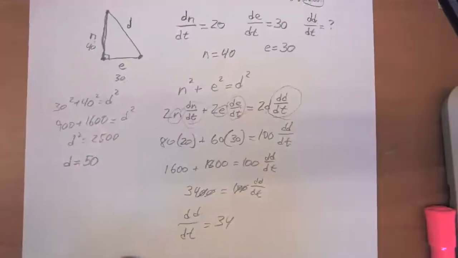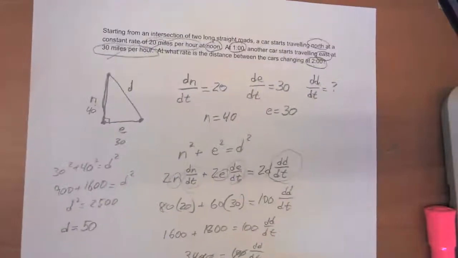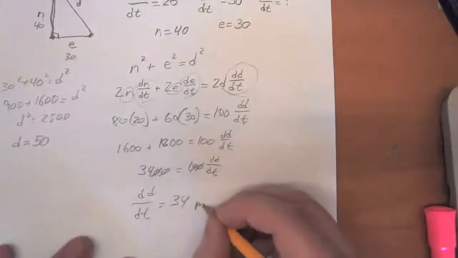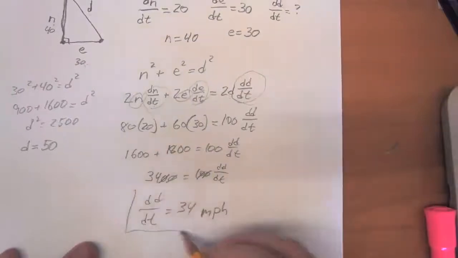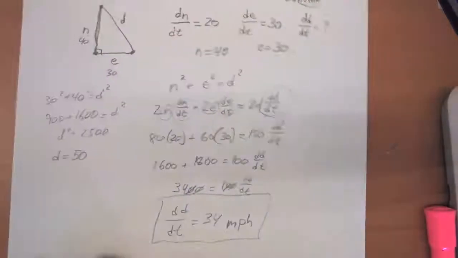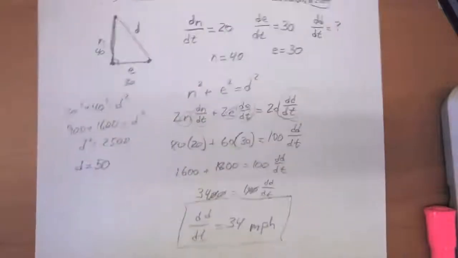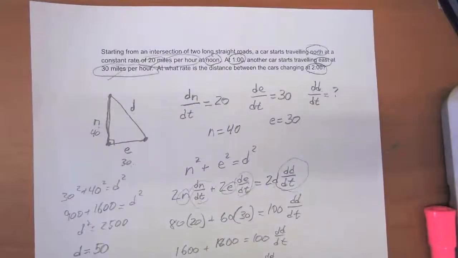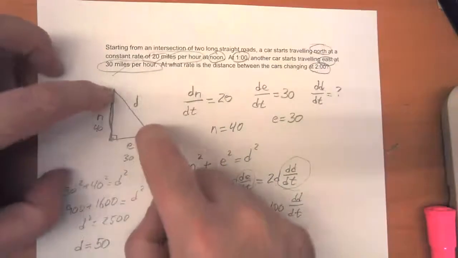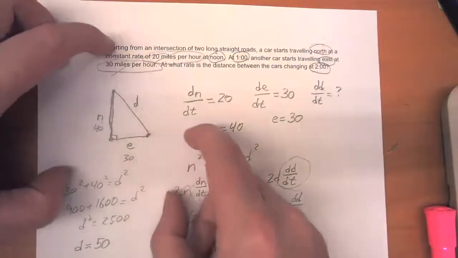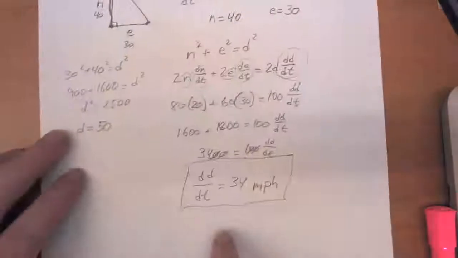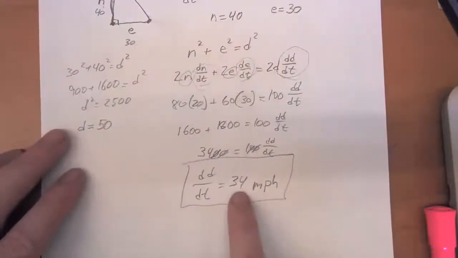And what do you think our units are going to be? Well, all of these velocities have been measured in miles per hour. So at 2 o'clock, the distance is changing by 34 miles per hour. Does it make sense that this rate is positive looking at the problem? Yeah, because over time, these cars are going further and further away. So the distance between them is going to be increasing over time. And that's exactly what we measure by looking at a positive derivative.